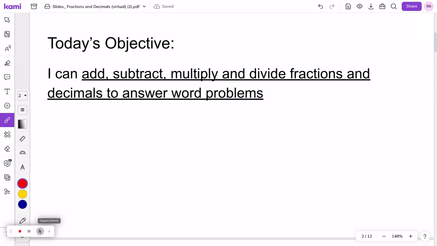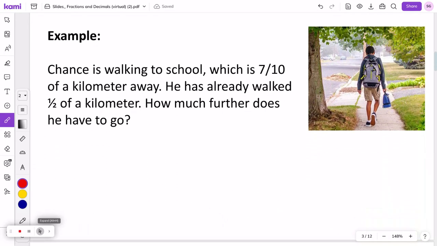We are going to start though with everyone's favorite, with fractions, and we are going to look through a couple different stories related to doing math with fractions. So our first one says Chance is walking to school, which is 7/10 of a kilometer away. He has already walked half of a kilometer. How much further does he have to go?